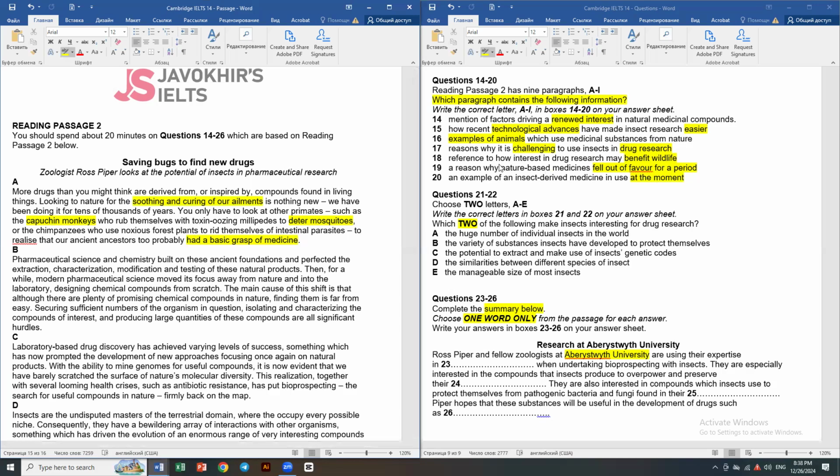From nature. I think examples of animals, pretty much what, as I said, chimpanzees and capuchin monkeys are two examples that use medicinal substances from nature. Of course, such as capuchin monkeys who rub themselves with toxin using millipedes to deter mosquitoes, or chimpanzees who use nauseous forest plants to rid themselves. Of course, that's very obvious. Examples of animals which use medicinal substances from nature. That's very obvious, and we have paragraph A already ready for us.